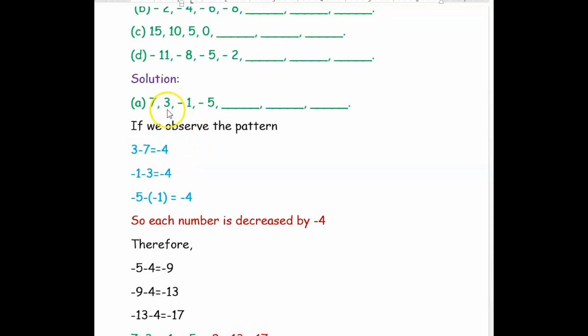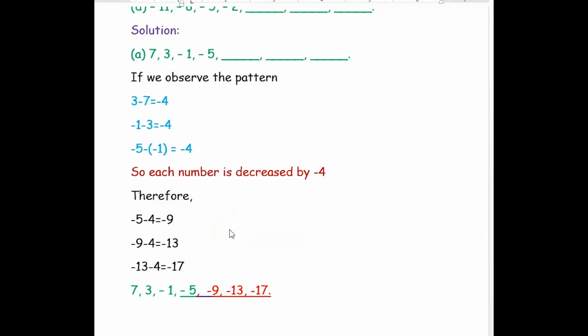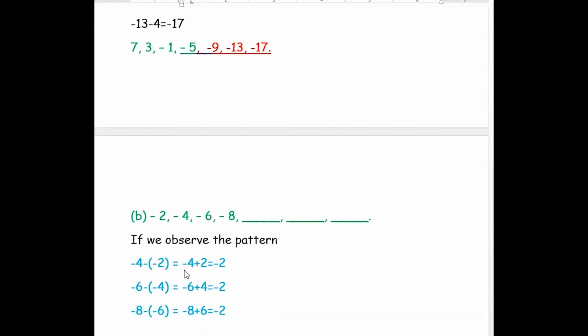Then the third number minus the second number: negative 1 minus 3 will be negative 4. Then the fourth number minus the third number: negative 5 minus negative 1 will be negative 4. So each number is decreased by 4. So now how will you find the next? Negative 5 decreased by 4 will be negative 9. Negative 9 minus positive 4 will be negative 13. Then negative 13 minus 4 will be negative 17.